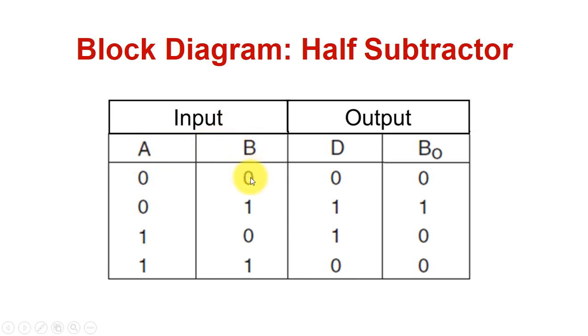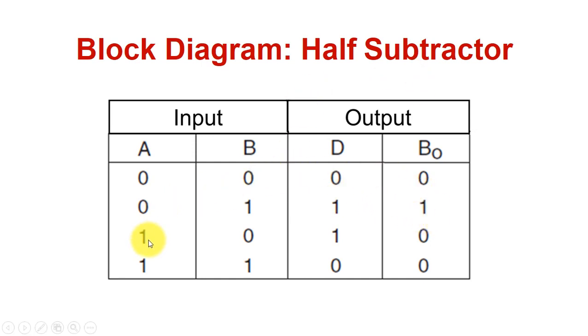For the first row in the input, we are trying to subtract 0 from 0. So there is no difference, so the difference value will be 0, and we did not take any borrow, so the borrow value is also 0. Now go to the second row, that means we will try to subtract the value 1 from 0. So here there is a difference of 1, and since we cannot subtract 1 from 0 without any borrow, the borrow value is also 1.